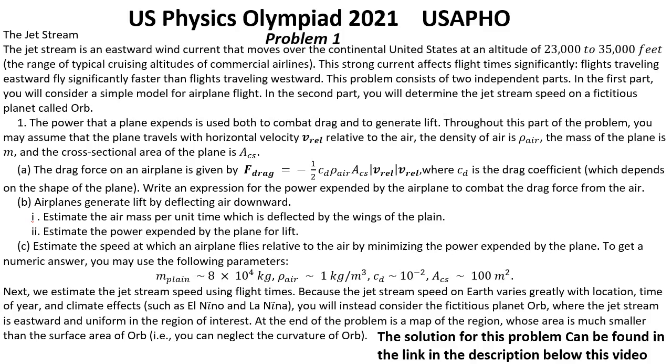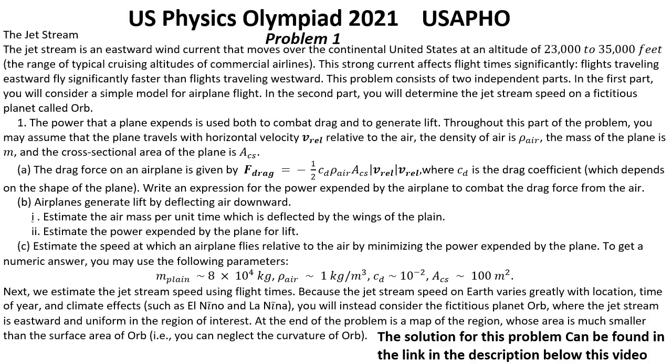1. Estimate the air mass per unit time which is deflected by the wings of the plane. 2. Estimate the power expended by the plane for lift. Question C. Estimate the speed at which an airplane flies relative to the air by minimizing the power expended by the plane.